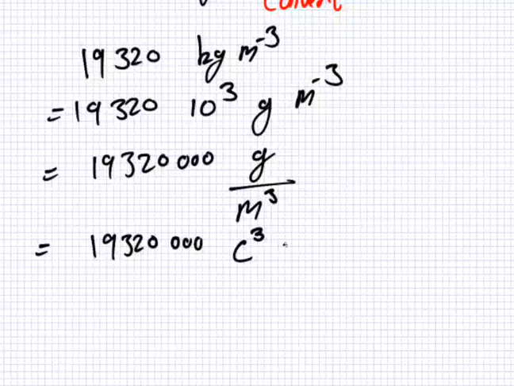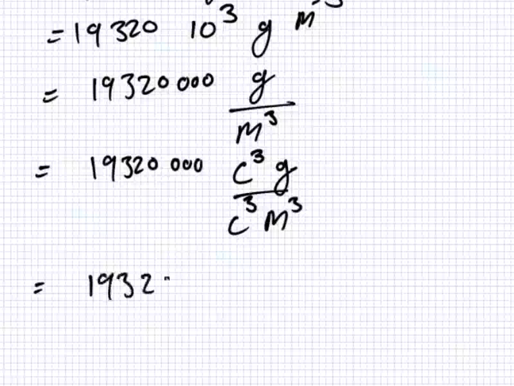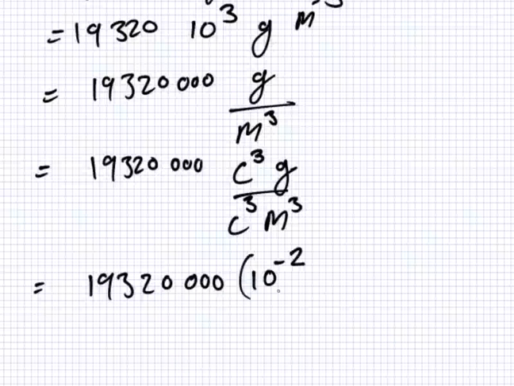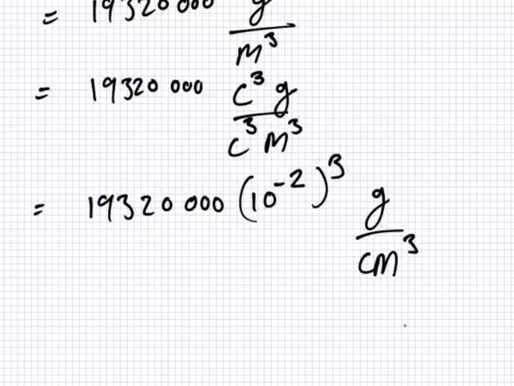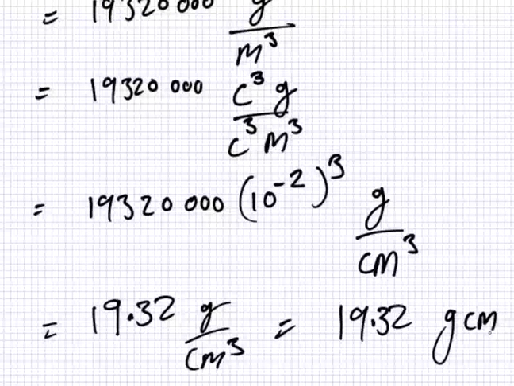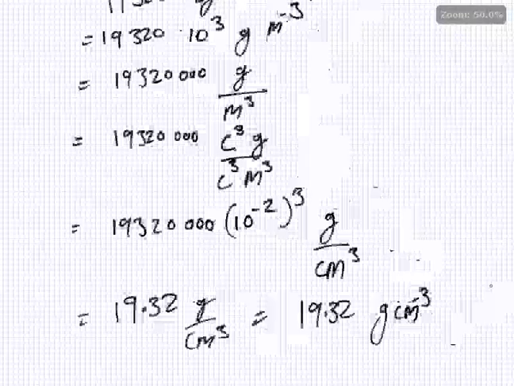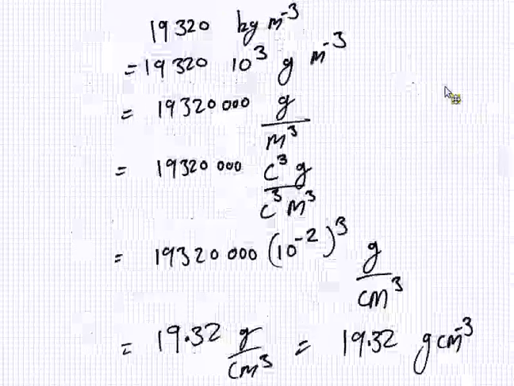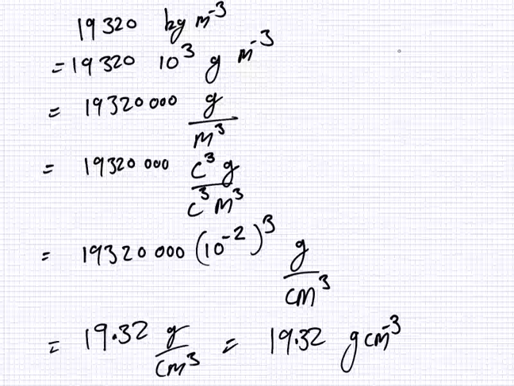So what I would like you to do as a small exercise is tell me what the density is in grams per centimeter cubed, because usually we might have a centimeter cubed of gold. In other words, I would like you to convert this number into grams per centimeter cubed. Try this for me. I want you to convert 19,320 kilograms per meter cubed into some number of grams per centimeter cubed.